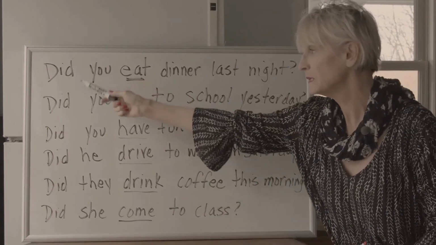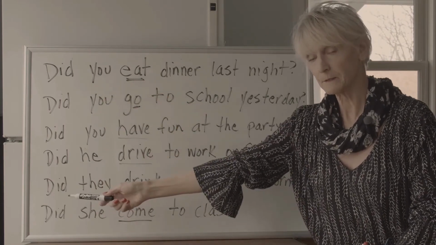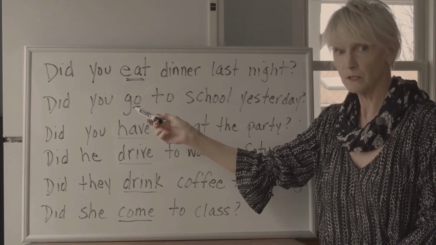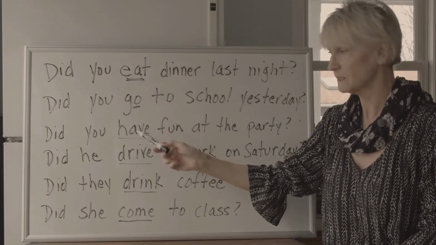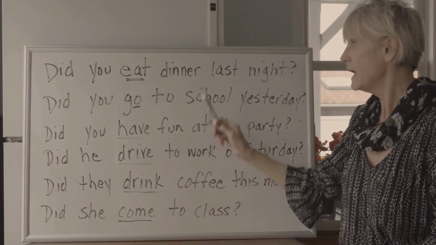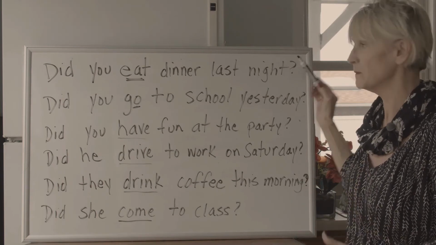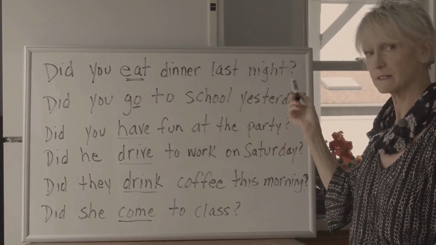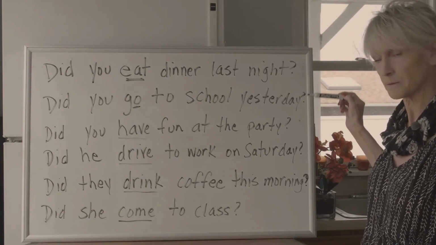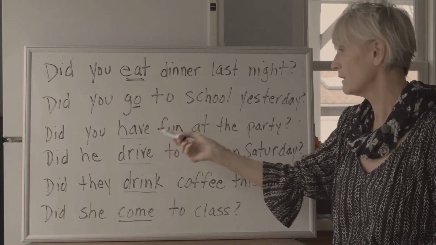But they all begin with the question did. This is for the past. Did you eat? That's the main verb. Did you go? That's the main verb. That's the action. Did you have? Did you drive? Did you drink? Did you come? And on these, I have an indicator for the time. So did you eat dinner last night? Also, don't forget to always have a question mark if it's a question. Did you go to school yesterday? Did you have fun at the party?